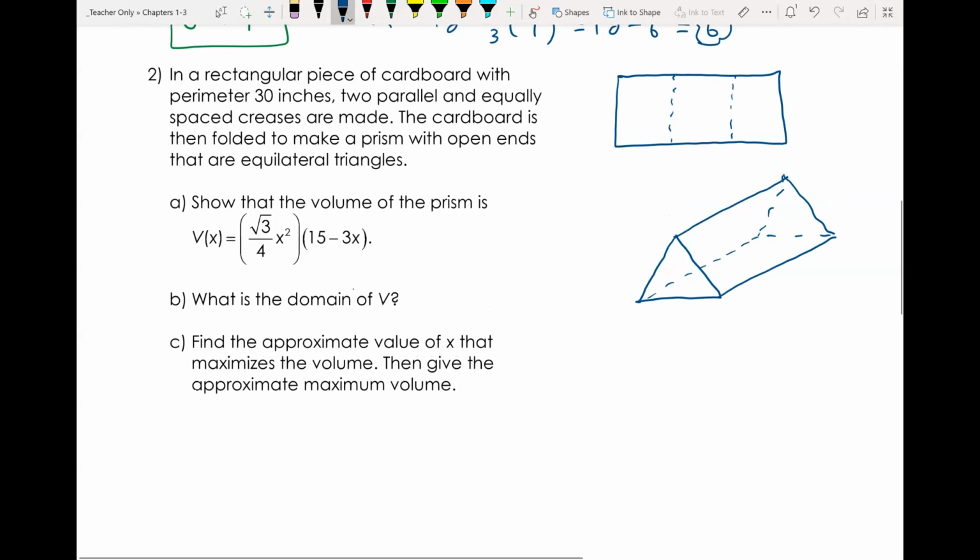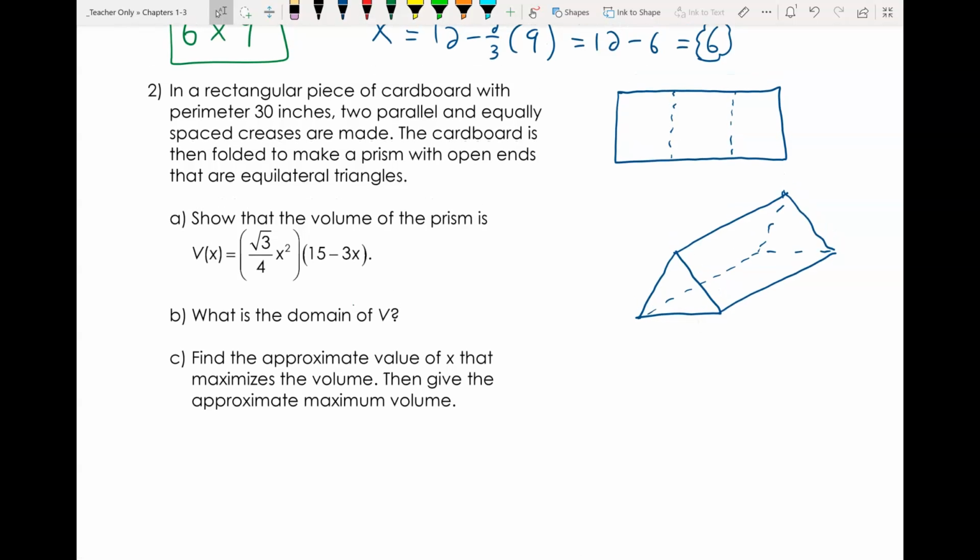Okay, so the cardboard is then folded to make a prism with open ends that are equilateral triangles. So it goes ahead and tells you that. So just like we did in class, I think it's easiest if maybe we call these pieces x, and then we can get expressions for the other sides. Okay, well, the perimeter is 30.